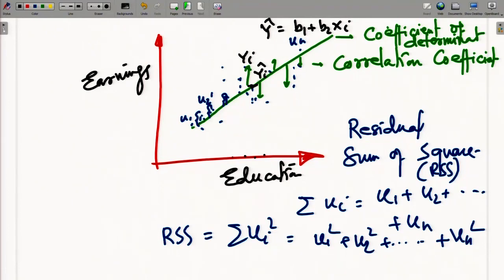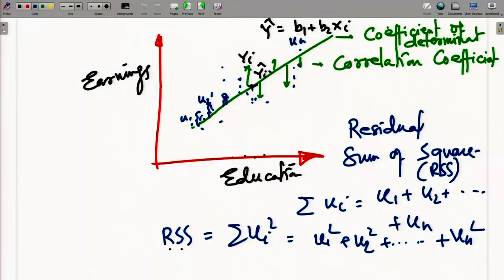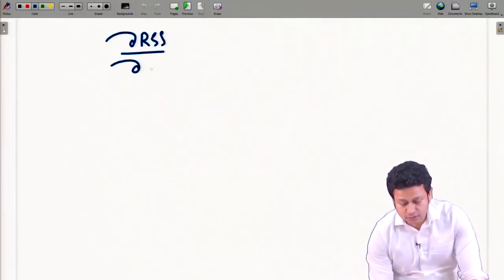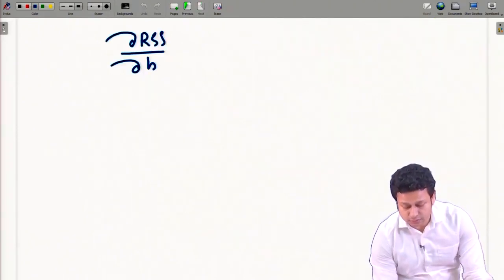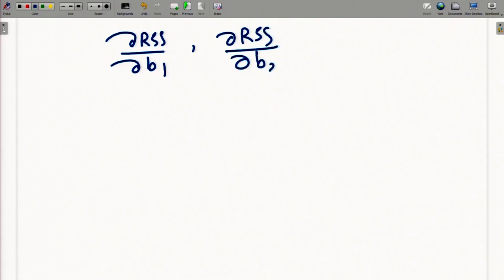Now, when I calculate this residual sum of squares and want to minimize this error, all I need to do is minimize the RSS. I have to differentiate it with respect to the two coefficients, or parameters in our language. These are the two parameters which define this line. So, dRSS/dB1 and dRSS/dB2. I am not really going to derive it, because this is available in any standard textbook.